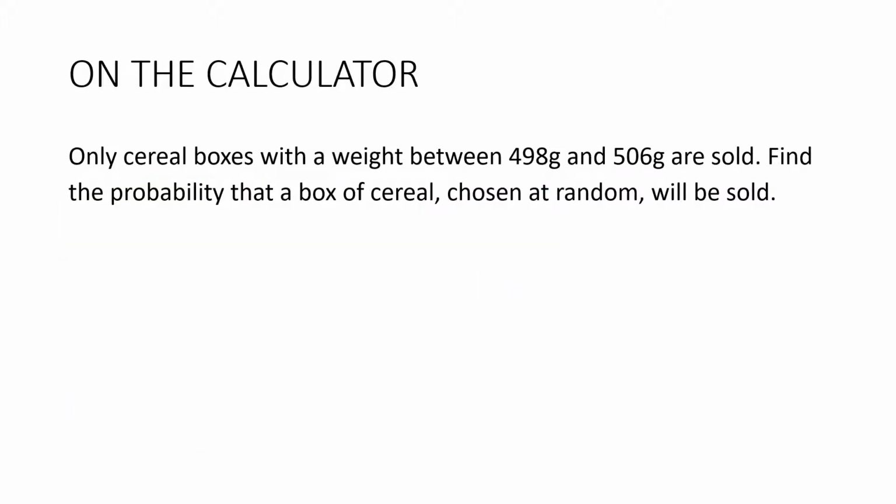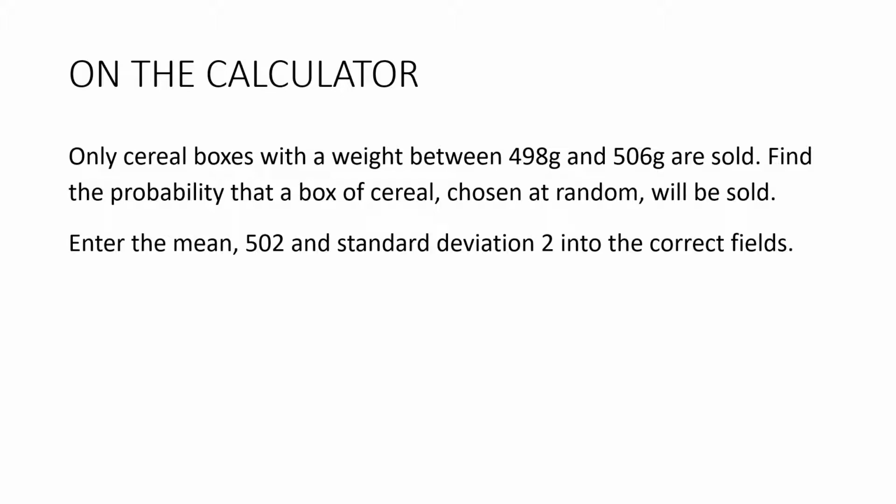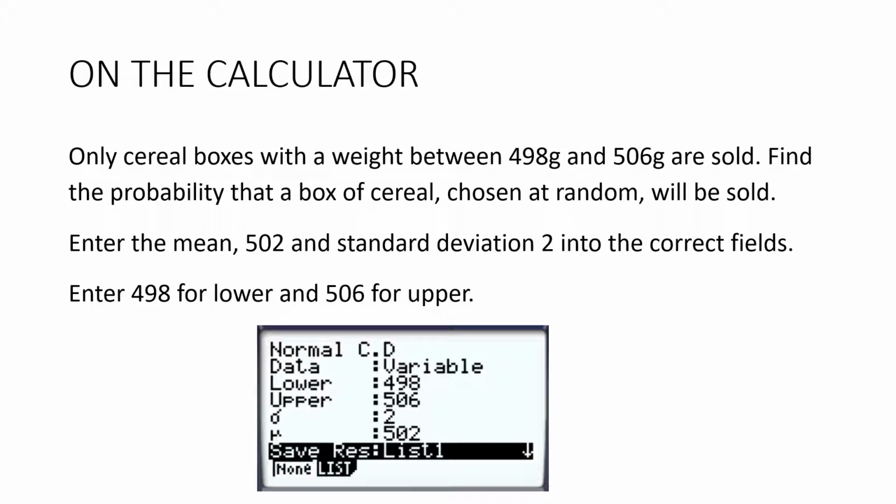So here's the example we just did. Only cereal boxes with a weight between 498 and 506 grams are sold. Find the probability that a box of cereal chosen at random will be sold. So we're going to enter the mean, 502, standard deviation 2, enter 498 for lower and 506 for upper. Here it is here. Lower is 498, upper is 506.